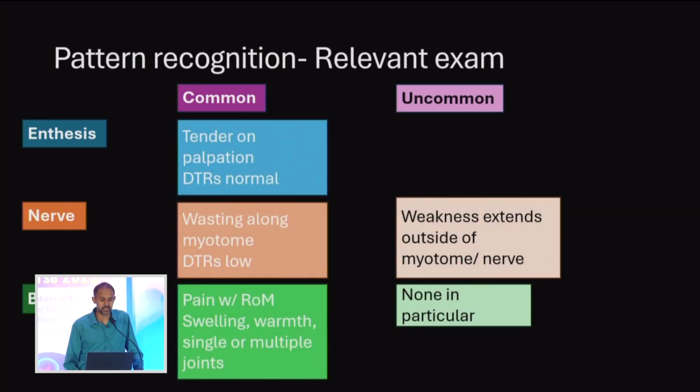And again, relevant exam. So enthesis issues will usually have pain on palpation, but the tendon jerks will be normal. The nerve conditions will have wasting in that myotome with decreased tendon jerks, versus the uncommon nerve conditions, which will have weakness outside of that myotome or the nerve's distribution. And again, bone, the common kind of stuff is pain with range of movement, warmth, swelling, single and multiple joints. But when it doesn't match that, it's going to be something really uncommon, so be careful.